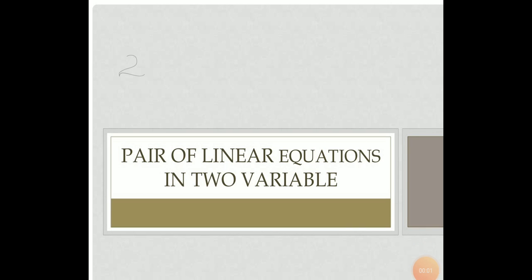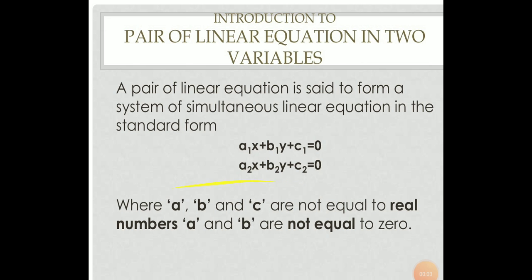Cadets, in pair of linear equations in two variables, the first introduction to pair of linear equations in two variables. Firstly, you are already aware, in previous classes also we discussed it: a1x plus b1y plus c1 equal to 0 and a2x plus b2y plus c2 equal to 0. So a pair of linear equations is said to form a system of linear equations in the standard form.